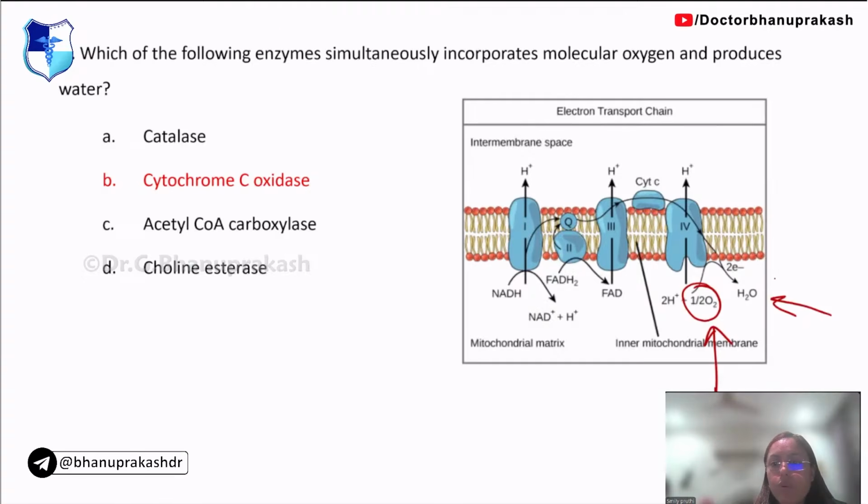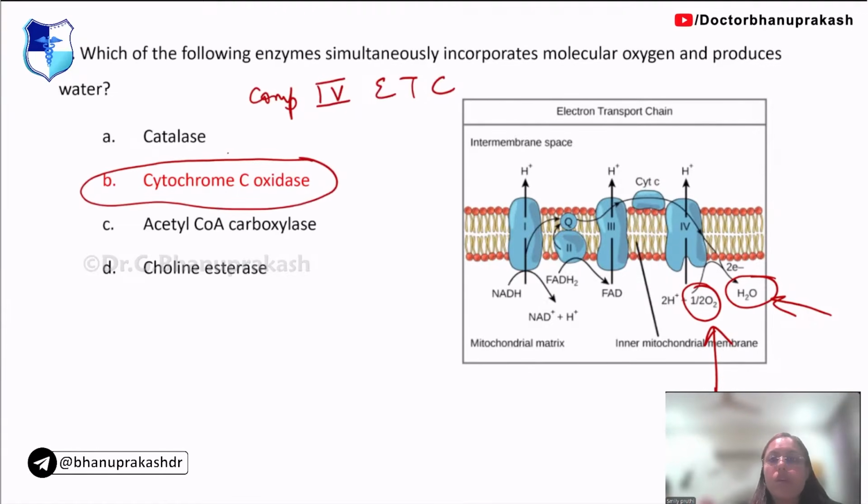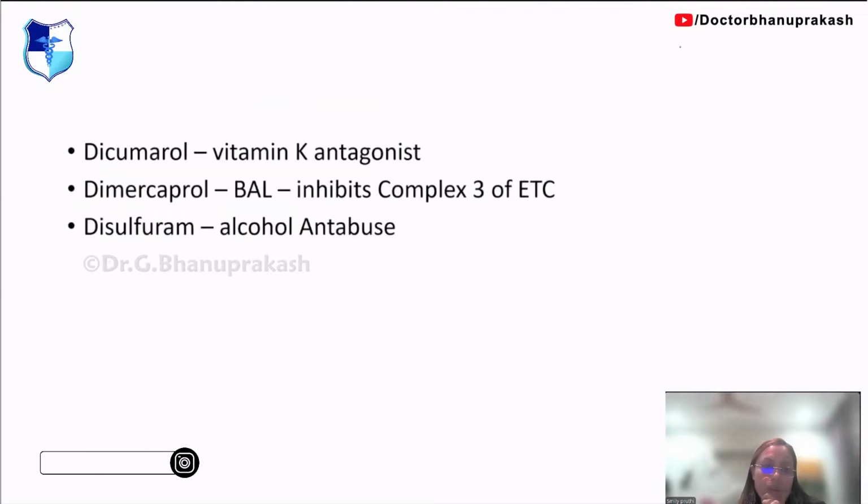Which of the following enzymes simultaneously incorporates oxygen and produces water? It is complex 4 of the ETC, that is cytochrome C oxidase. It incorporates oxygen and produces water. You can use the image to understand this point. Then there are 3 confusing drugs: dicumarol, dimercaprol, disulfiram. So dicumarol is the vitamin K antagonist used as an anticoagulant.